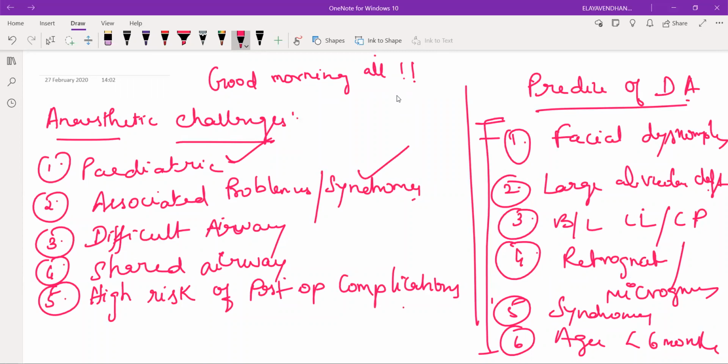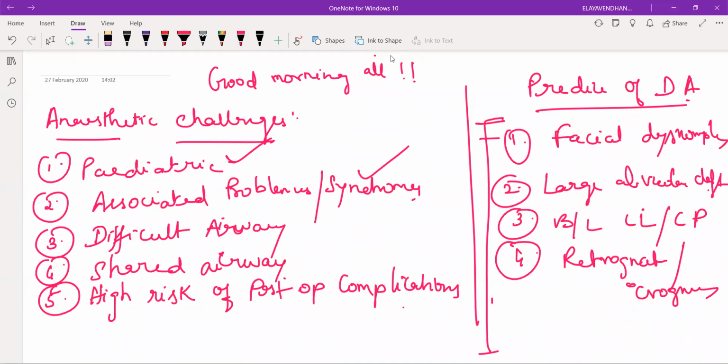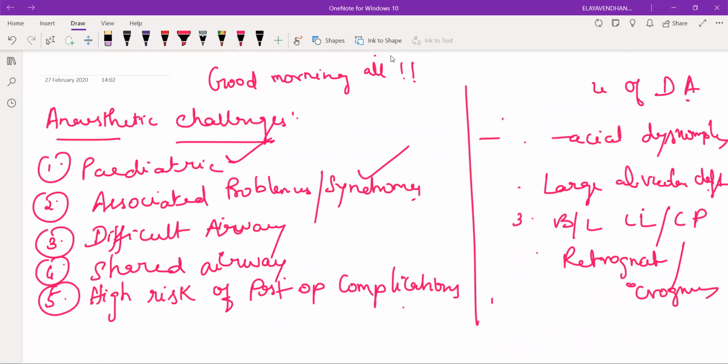So facial dysmorphism, large alveolar clefts, bilateral cleft lip or cleft palate, particularly bilateral cleft with the premaxillary issue. Next thing is when the baby is having retrognathia or micrognathia, which might be non-syndromic or syndromic, and lastly, age less than 6 months. When these factors are present, definitely there is a chance of having a difficult intubation scenario in your operation theater. Okay, understood, doc? Yes, sir. Okay, right.